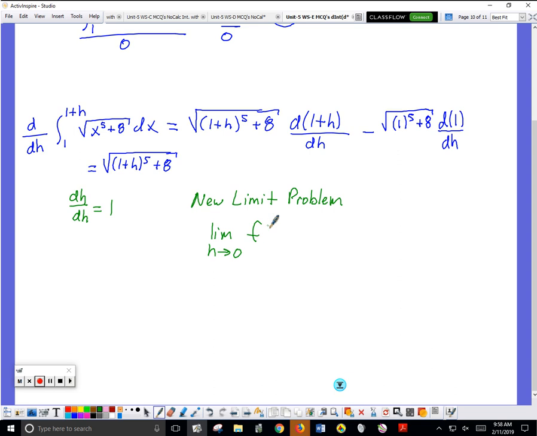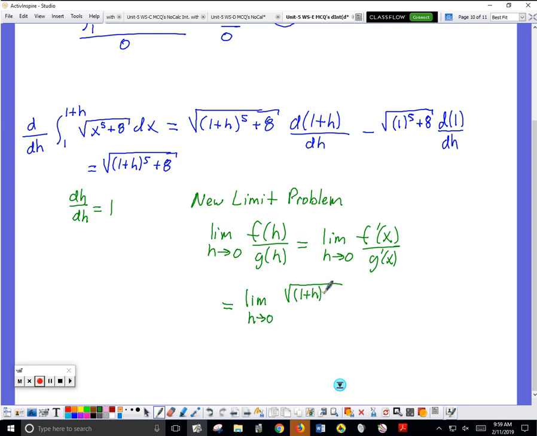So L'Hopital's rule says the limit of f divided by g is perfectly equal to the limit of f prime divided by g prime, which is equal to, in our case, the limit, as h approaches 0, of square root 1 plus h to the 5th power plus 8, all divided by 1. You need me to repeat any of that? Wave at me.